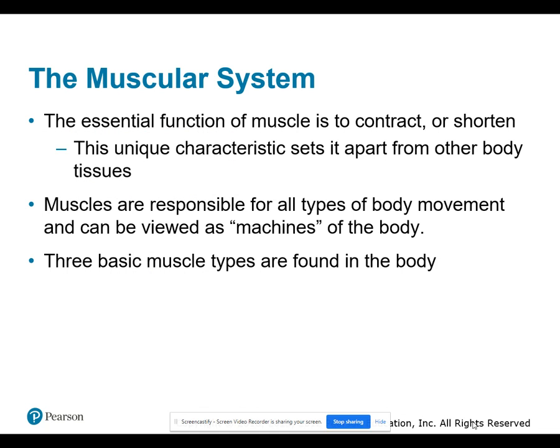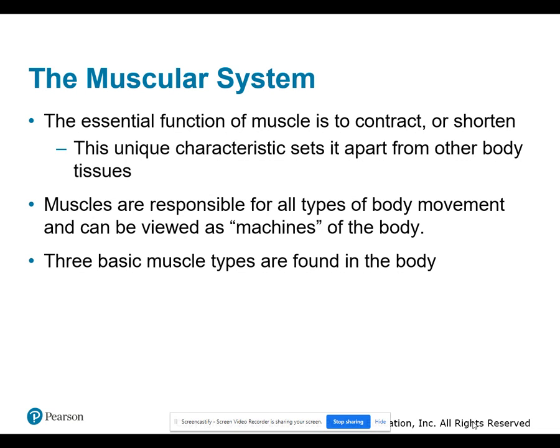Okay. So let's get started with an overview of the muscular system. The essential function of muscle is to contract or shorten. And again, when they contract, they're going to produce movement. This is actually very unique and it sets it apart from other body tissues that we learned previously in this past year. So it sets it apart from cartilage, it sets it apart from bone, it sets it apart from dense connective tissue.